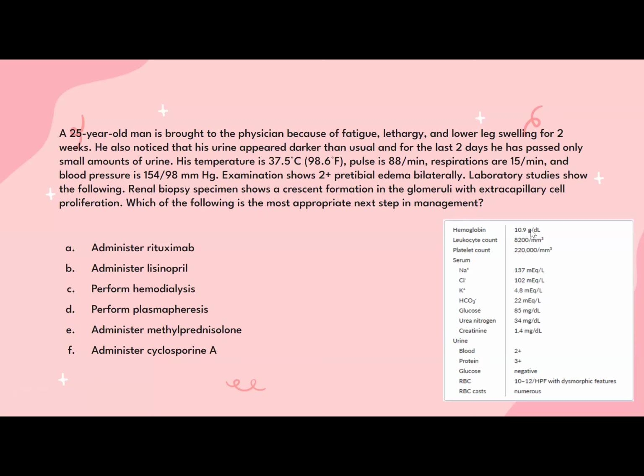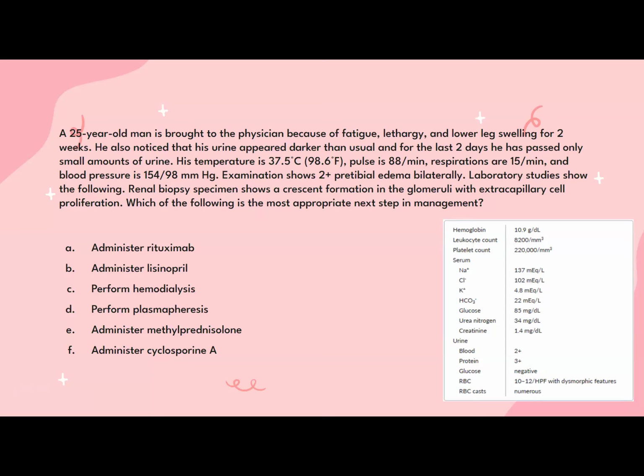If we were to quickly look at the labs, pretty much everything looks okay. The nitrogen is elevated a little bit. The creatinine is a little bit high. Glucose is fine. There's blood, there's protein. And there's numerous RBC casts which are dysmorphic. So all of these things together are giving nephritic. And the fact that they said that there's crescent formation or crescentic glomerulonephritis, we know that this is nephritic already. Which of the following is the most appropriate next step?